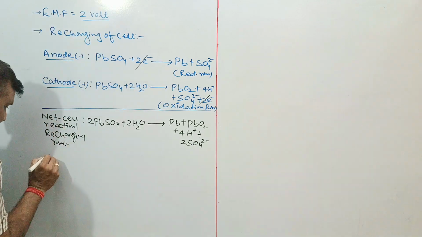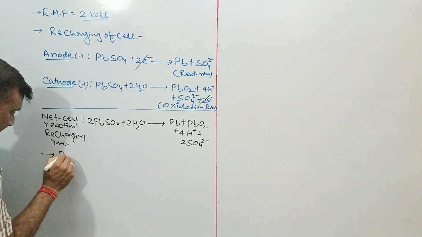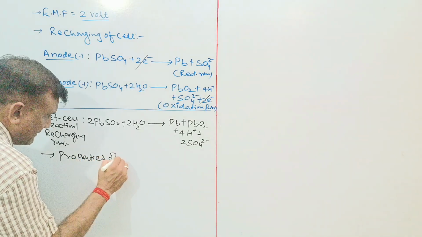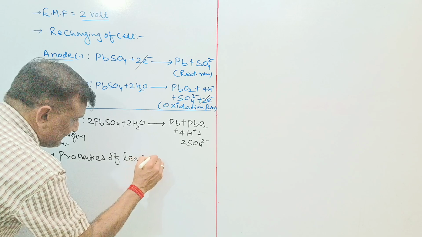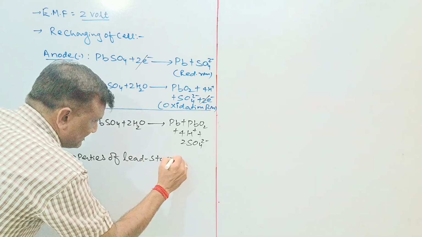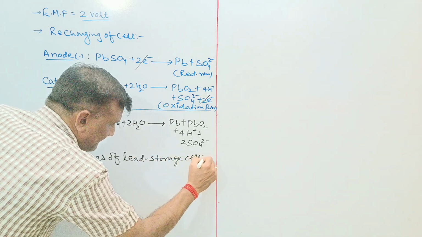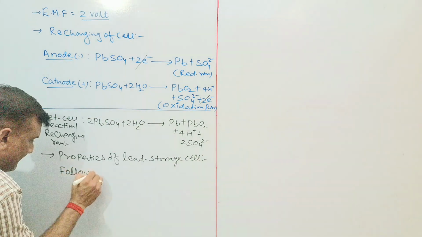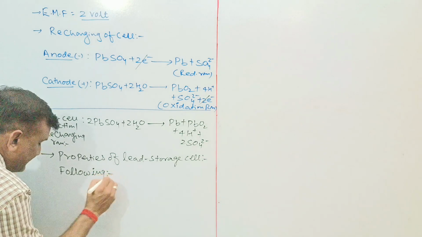If we go with the properties of lead storage cell. Lead storage cell. First is the following. Their capacity is 80%.